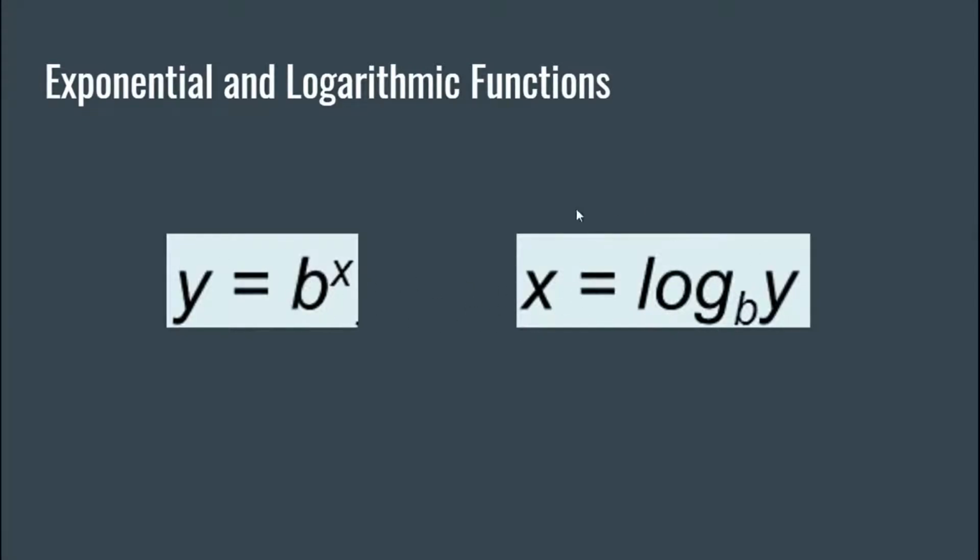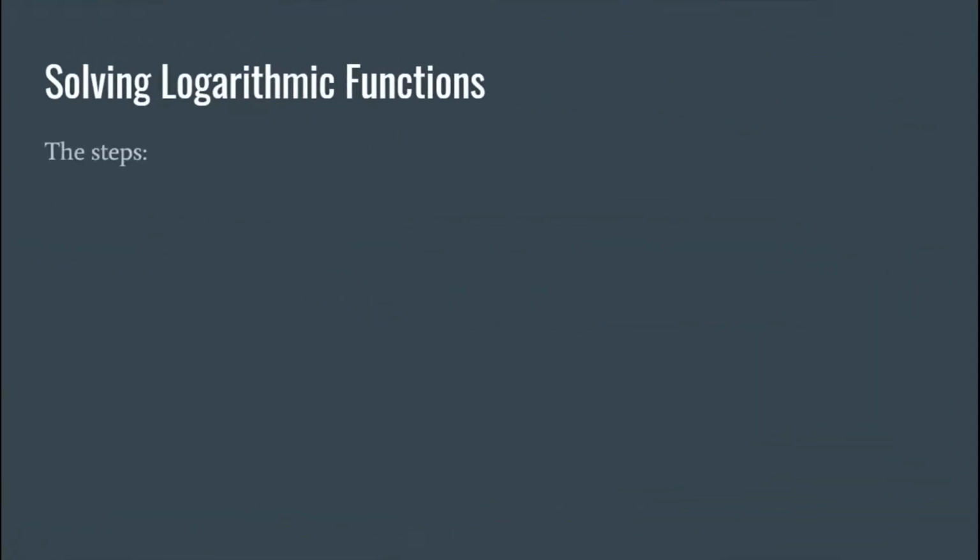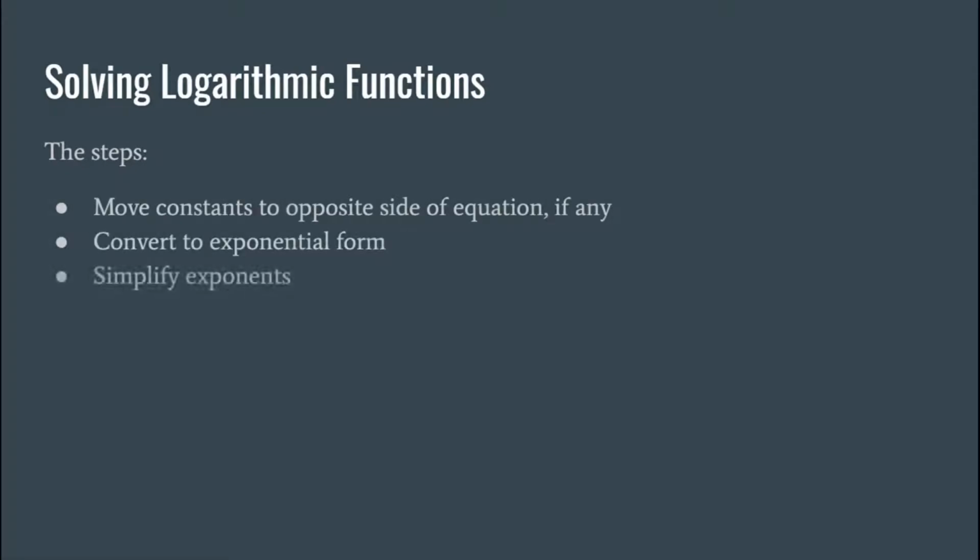So if you have a logarithmic function and you need to solve it, usually what we do is we change it back to the exponential form. Makes it easier to solve. Okay. So what we'll do is, first, if you have any constants that are not attached to the logarithm, you want to move those to the opposite side of the equation first. Then you want to convert your logarithm to exponential form. Then simplify any exponents you have, if you have to factor, and then just solve. And that's the basics of it.